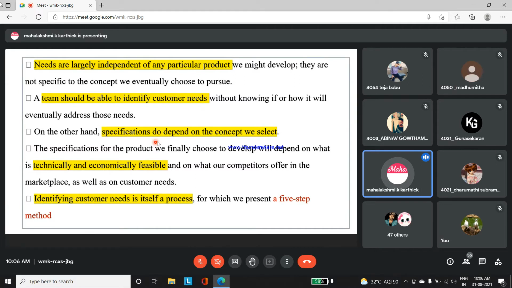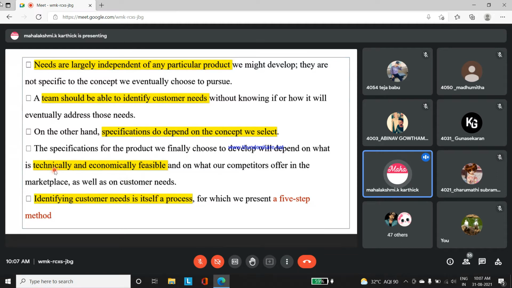On the other hand, specifications do depend on the concept we select. According to the concept, the customer specifications can be satisfied. So these are the things you have to analyze at the beginning itself. Specifications for the product we finally choose to develop will depend on what is technically and economically feasible. Technically means we strictly focus on the facts. Economically means in the way that relates to the economy, financially feasible. Whether the customer we are going to choose will surely spend money for buying our product, all those things should be identified at this stage. Try to understand.